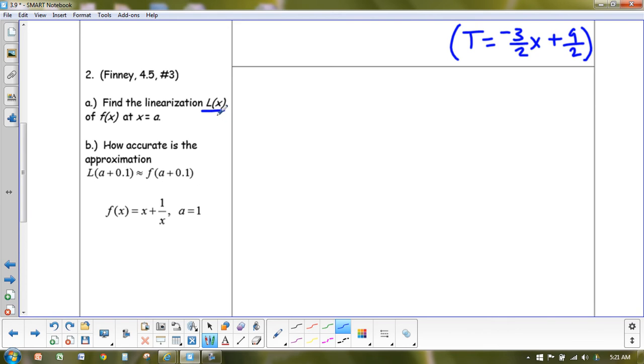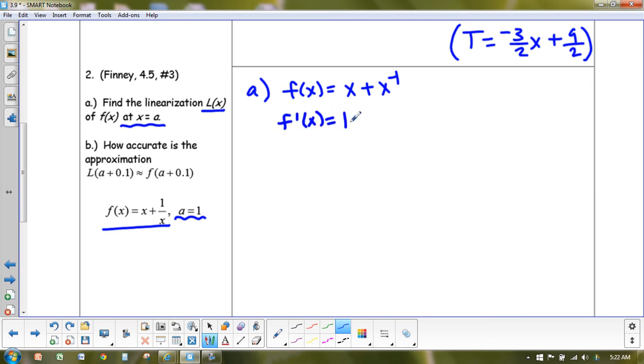For the function, I'm going to rewrite it as f of x equals x plus x to the negative 1, so that f prime is easier to find. So f prime will be 1 minus 1x to the negative 2. So 1 minus 1 over x squared. And I'm interested when a is 1, so f prime of 1 is 1 minus 1 when I plug in, so 0. So this time I have a 0 slope.